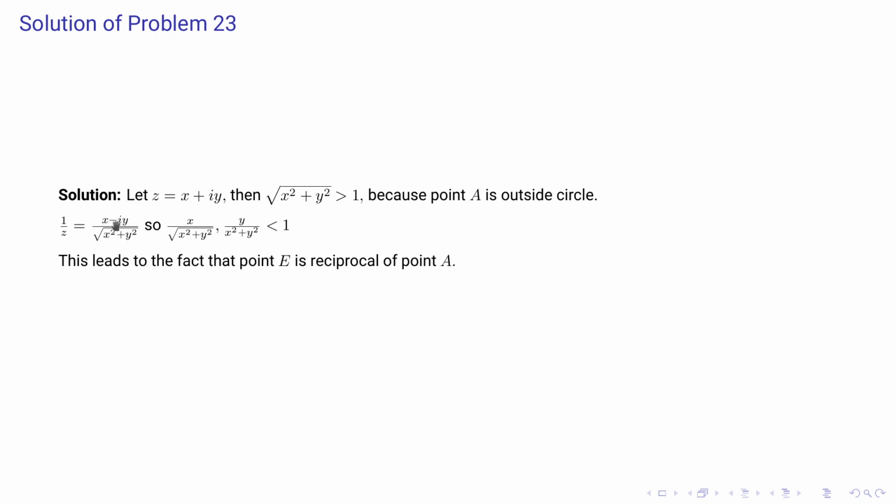So we multiply and divide with x minus iy, which gives us 1 by z is equal to x minus iy by (x square plus y square). So clearly x by (x square plus y square) and y by (x square plus y square) will both be less than 1 because our point lies outside the circle. Now this means the imaginary component is negative and the real component is positive. That means it will lie in the fourth quadrant.